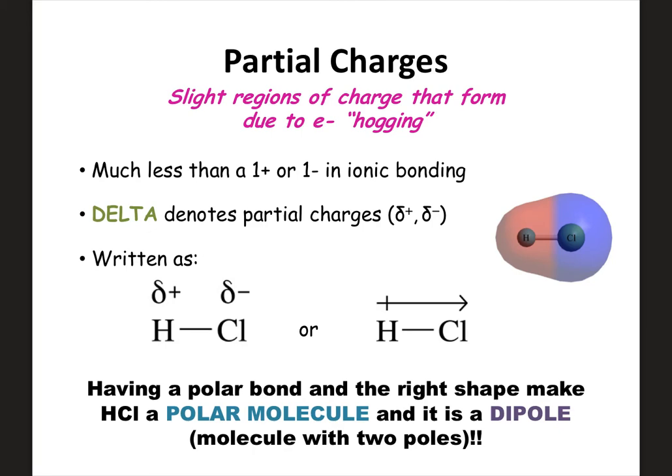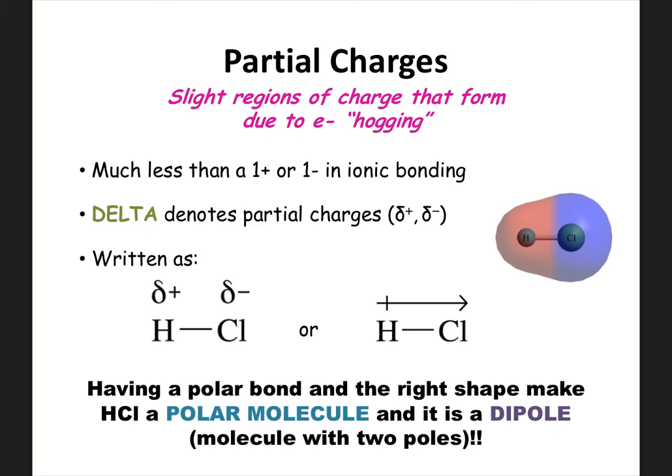So if we look at that example we just did, HCl, chlorine wins the tug of war more, so it's going to be slightly negative, and the hydrogen is not winning that tug of war, so it would have the electrons less and be slightly positive. Another way to write it is like this. You put the positive sign over the one that's positive, and then you draw an arrow toward the one that is winning the tug of war. So it points at the one grabbing the electrons a little bit more.